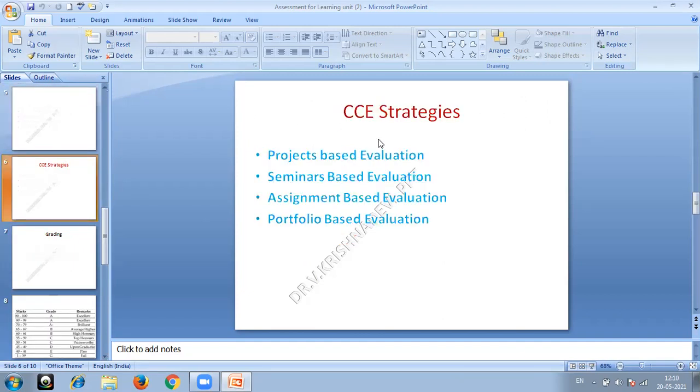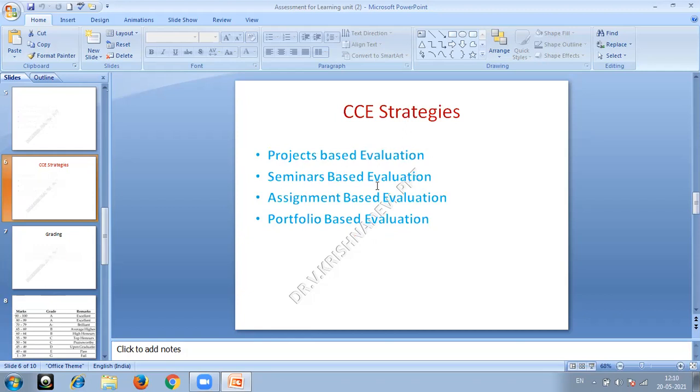And then what are the strategies to be followed in CCE? Project-based evaluation, seminars-based evaluation, assignment-based evaluation, and portfolio-based evaluation. What is called project-based evaluation? Teachers select a topic individually or for a group, give the topic and the students collect the information, and then check the students' assessment. This is called project-based evaluation.